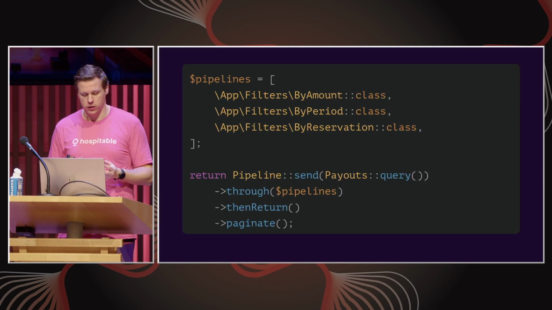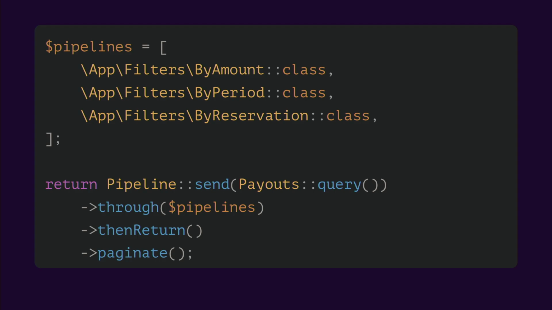So how does that work? Let's say we have a payouts model, and we start with a query. So you start with a query builder. That's the subject that we're going to send through. And then we have the pipelines, and those are just filter clauses. So they just apply a certain condition on the query builder. And then finally, we return. So then return returns the query builder.